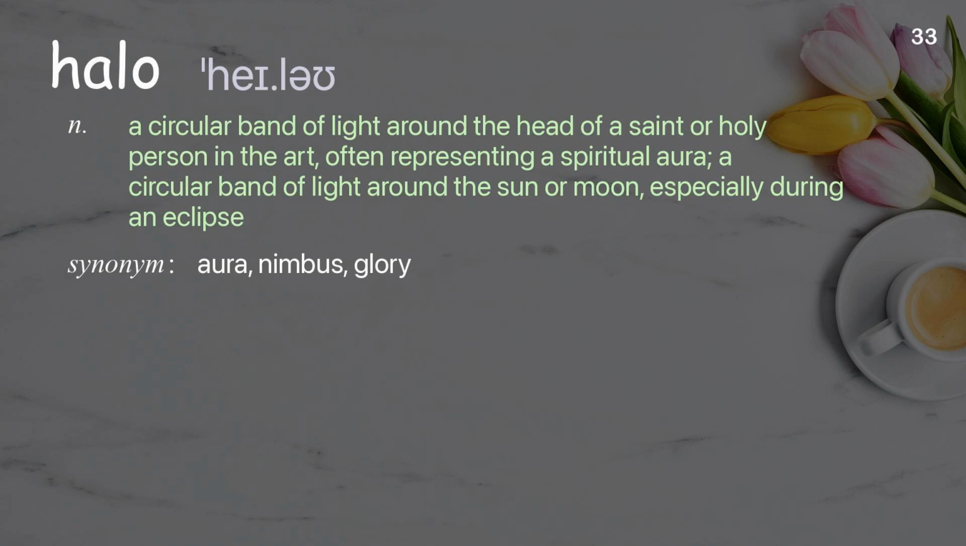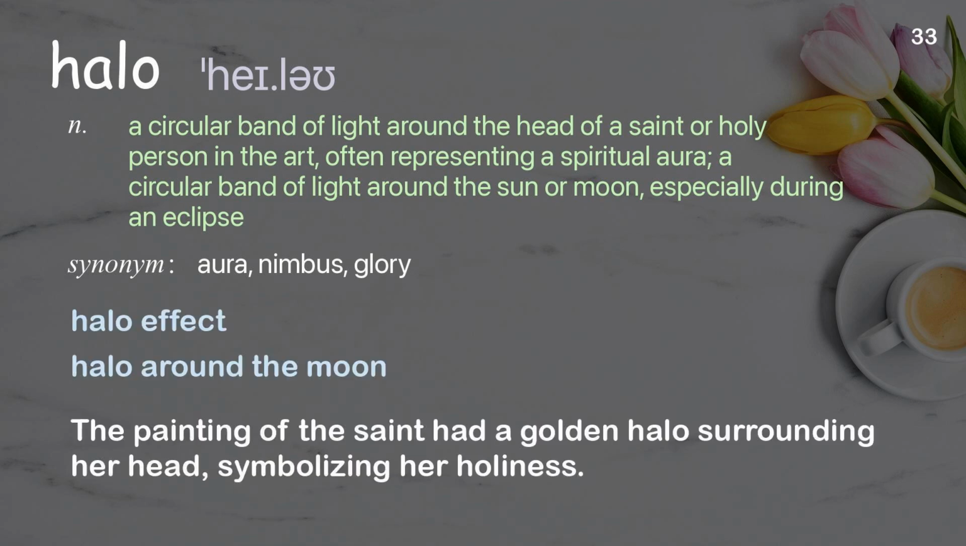Halo. A circular band of light around the head of a saint or holy person in art, often representing a spiritual aura, a circular band of light around the sun or moon, especially during an eclipse. Examples: Halo effect. Halo around the moon. The painting of the saint had a golden halo surrounding her head, symbolizing her holiness.